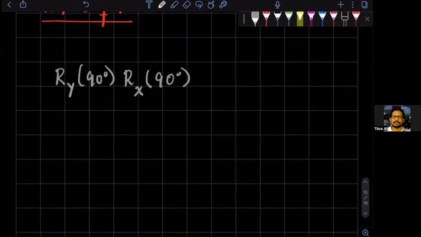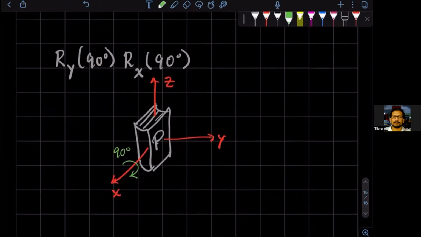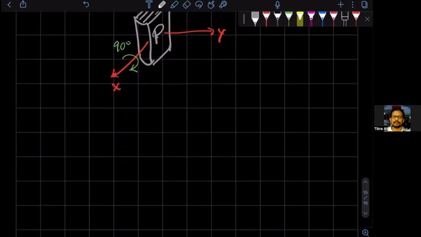So, let's take a book, okay? So suppose we have a physics textbook, and this is the y-axis, this is the x, and say this is the z-axis. And first we are going to do a rotation, suppose in that direction by 90 degrees. So if I do this, then the book goes to this configuration.